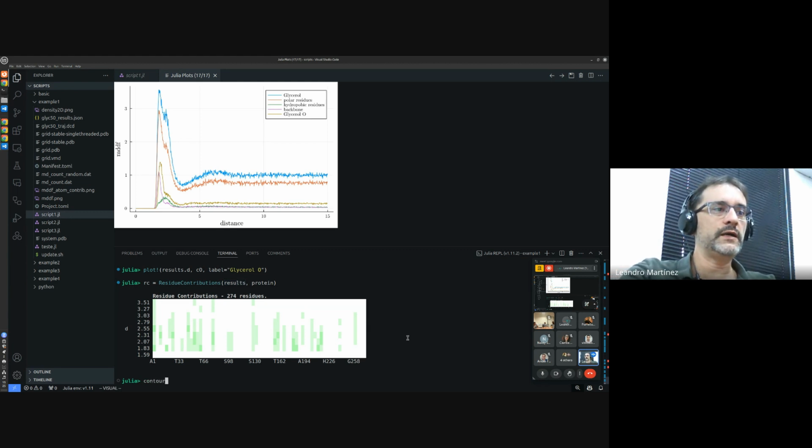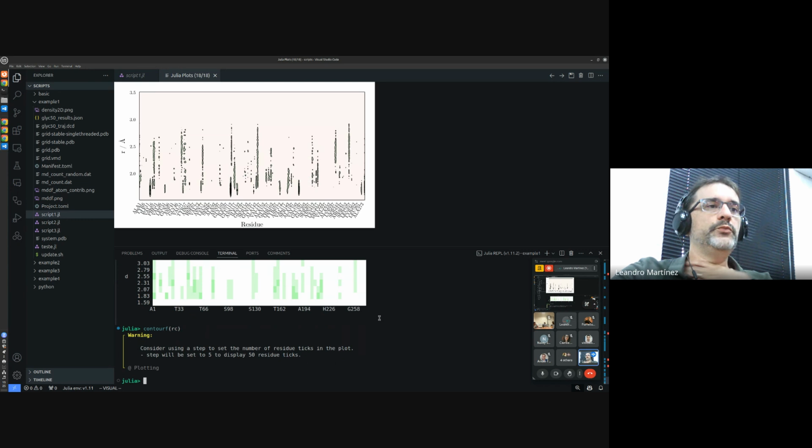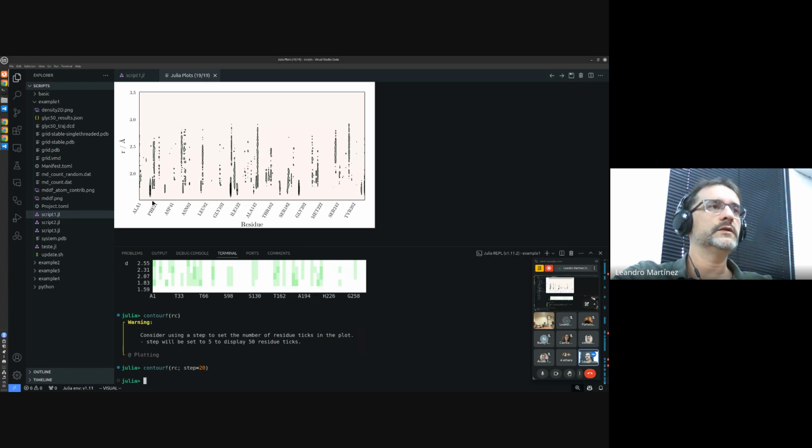But we have a custom plotting function that will plot this as a pretty bidimensional plot. Here there are too many residues. We can set a step of 20 to see fewer indexes, to see fewer labels, and still okay. This is a little bit ugly, so we would want to understand what's going on around this residue 142.